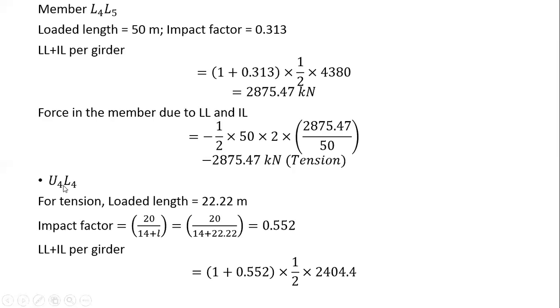Because this is your vertical member, I have to choose this value from shear force consideration, not the bending moment. Bending moment consideration is only applicable for top chord and bottom chord. For the vertical member we have to look for the shear force. So this is the value of the shear force column corresponding to this much loaded length. So this comes out to be this value.